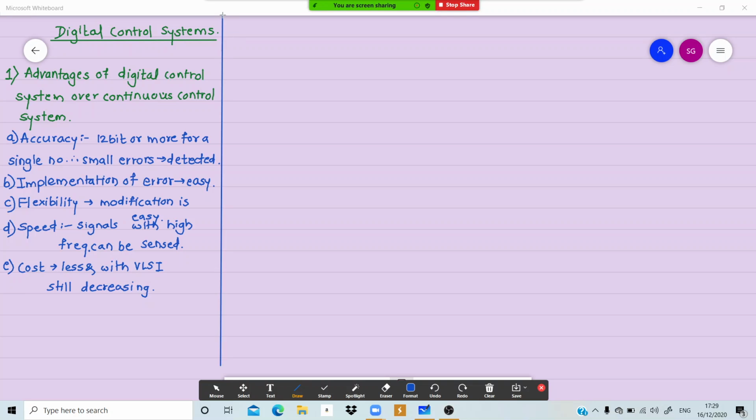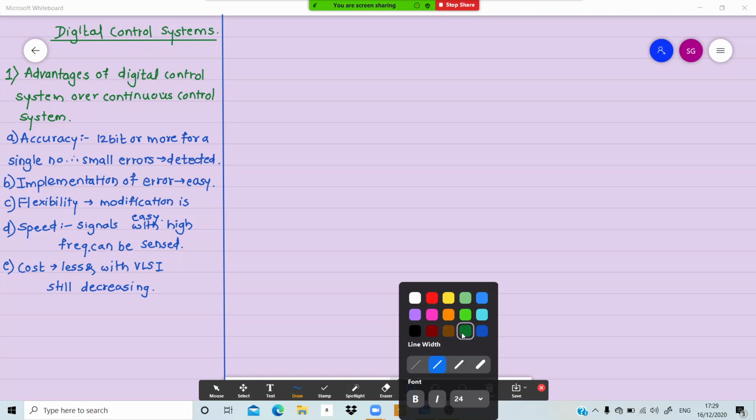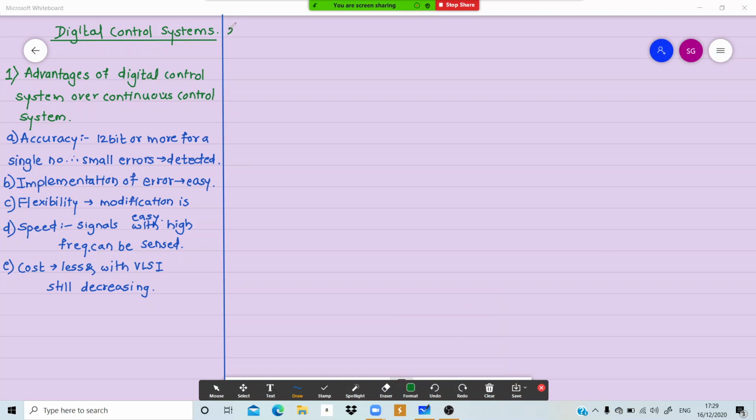Then the next point related to this is the second one: what is the structure of digital control system? So I'll write structure of digital control system.